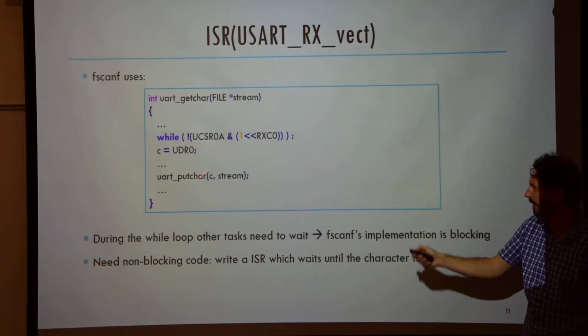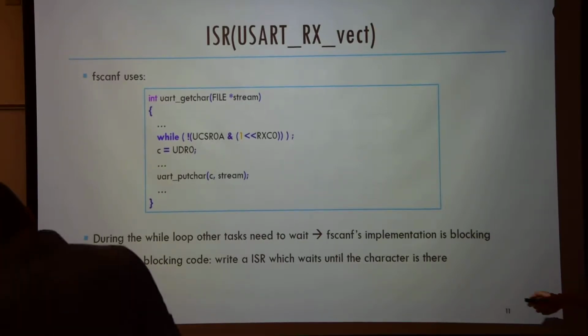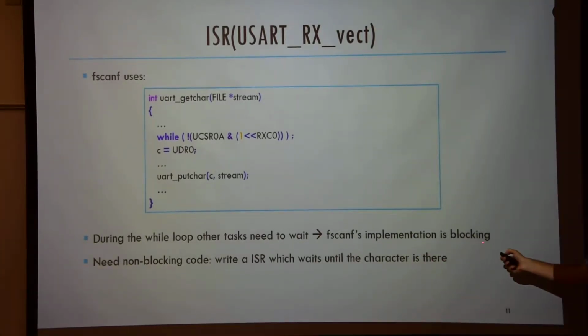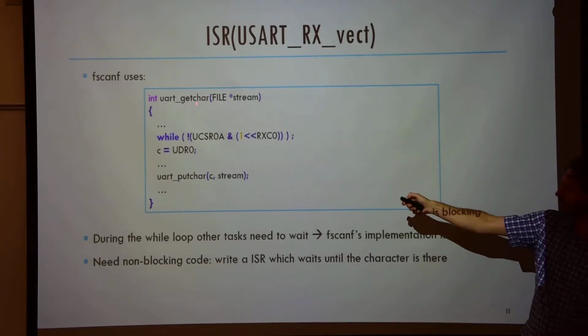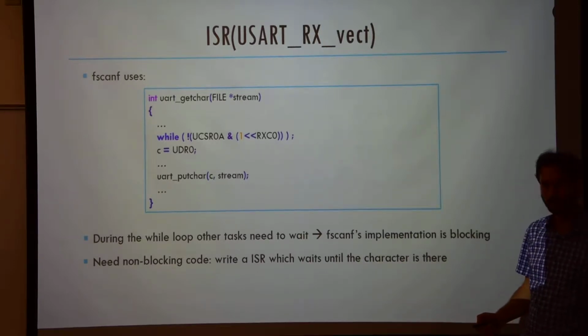During the while loop, right, over here, we need to wait, and everybody needs to wait. So we don't like to see that happening. So fskin's implementation is blocking when it calls this particular u.cat character. So we want non-blocking code. How are we going to solve it?